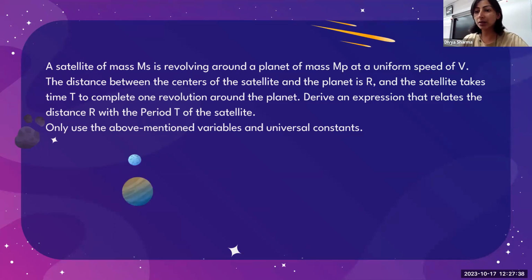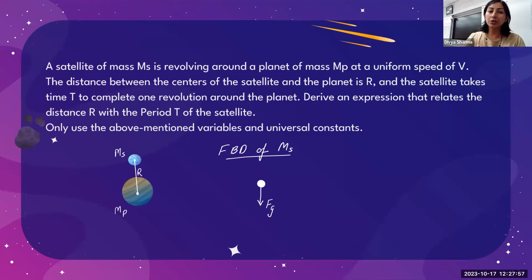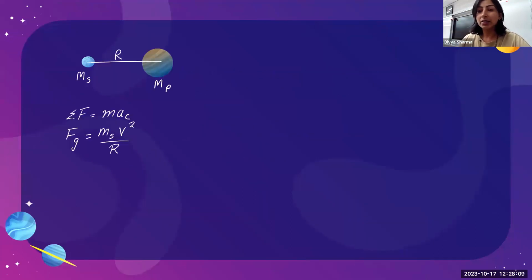All right, so let's start. There's our satellite, we have our planet, and those masses are labeled. The distance between them is r. If we draw our free body diagram, we're drawing the free body diagram of the satellite. It's important to know which object you're drawing the free body diagram for. For the satellite, the only force acting on it is going to be the gravitational force, and no other forces. And from the free body diagram, the next step is Newton's second law.